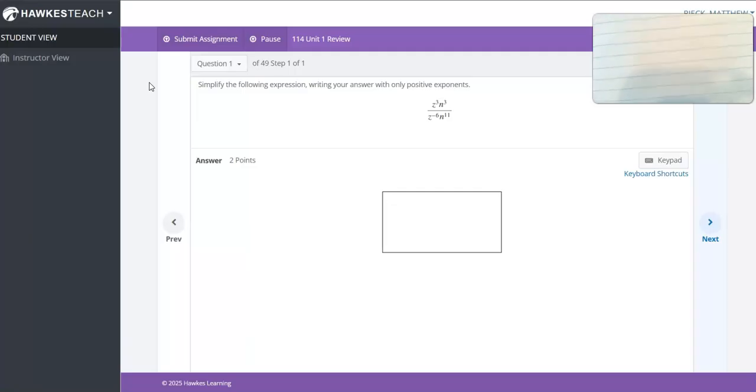Alright, so the first question here is asking us to simplify this exponential expression. Simplify the following expression, write your answer with only positive exponents. So in this case we have z to the third, n to the third, all divided by z to the negative sixth, n to the 11th.